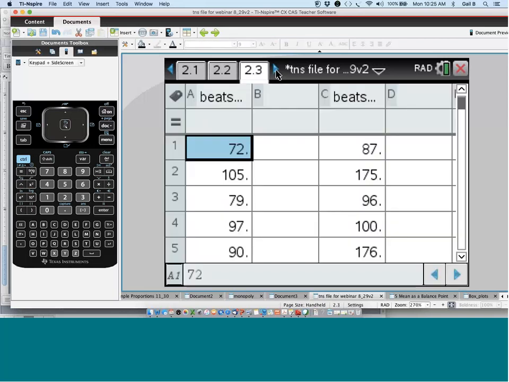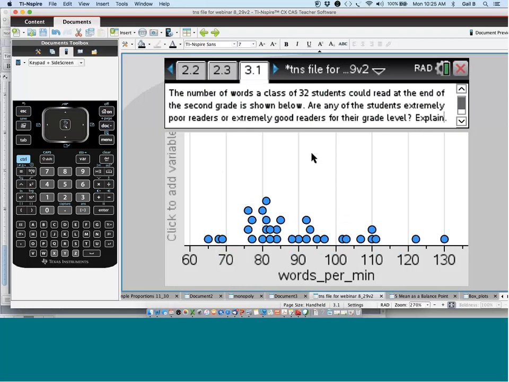All right, here's another data set. And this one is the number of words a class of 32 students could read at the end of the 2nd grade. And the question that I posed to my students was, are any of the students extremely poor readers or extremely good readers for their grade level? And explain why. And so again, here we want to think about what is typical. How might we do that? And we can actually count or estimate or look for our balance point. So I could kind of make an estimate that maybe it's right in here.